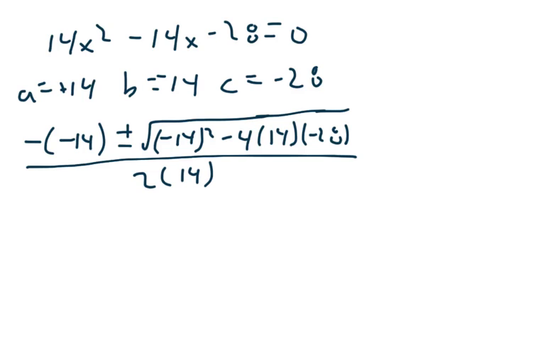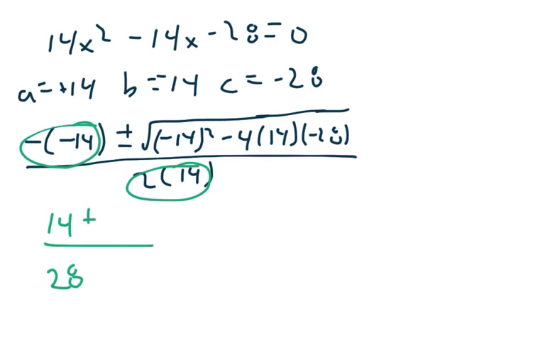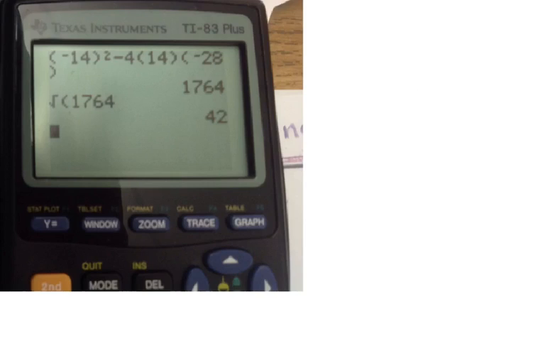Now, let's, of course, clean up our problem here a little bit. Does everybody agree negative of negative 14 is positive 14? 2 times 14 means 28 in our denominator. Plus or minus. Now, let's do all of this in our calculator, guys. For those of you that have your own calculator, hopefully you're very familiar with using the parentheses. If you did it correctly, guys, notice right here, negative 14 squared minus 4 times 14 times negative 28 is 1764.